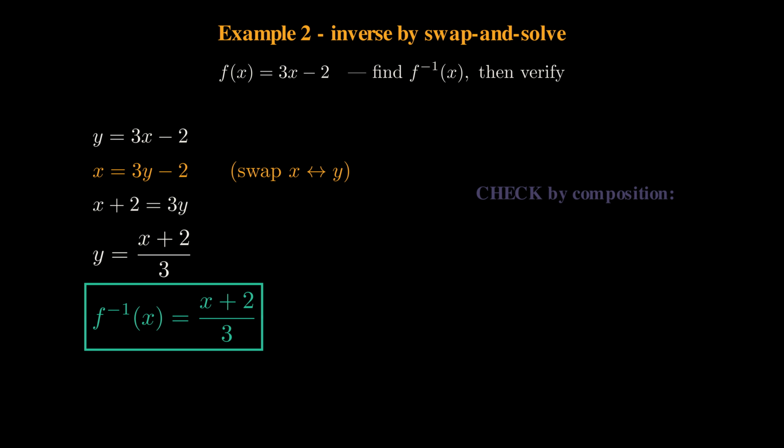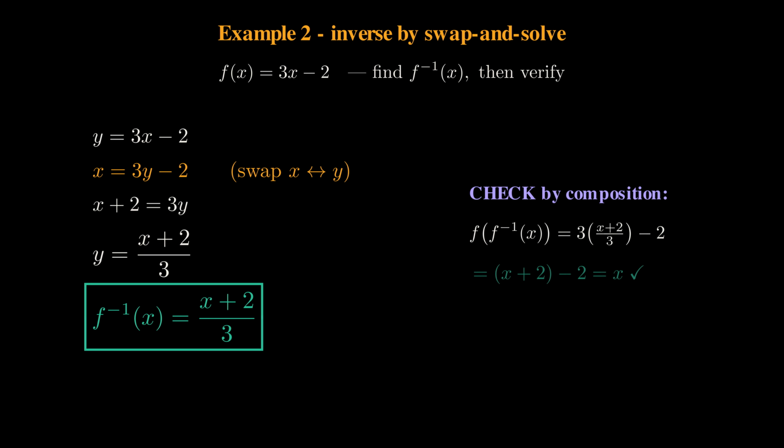Feed the inverse into f. 3 times x plus 2 over 3, minus 2. The 3 cancels the divide by 3, leaving x plus 2 minus 2, which is just x. We landed back on the identity, so the inverse is correct. That one line of working is worth a mark, and it catches slips.